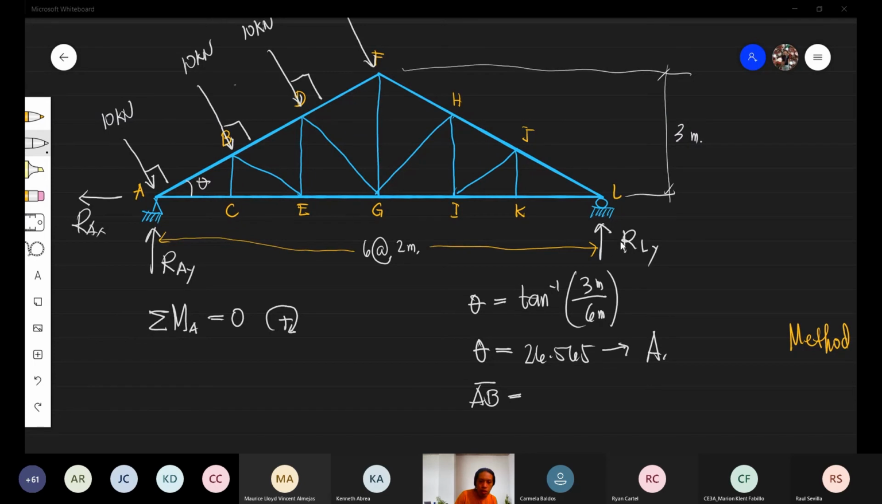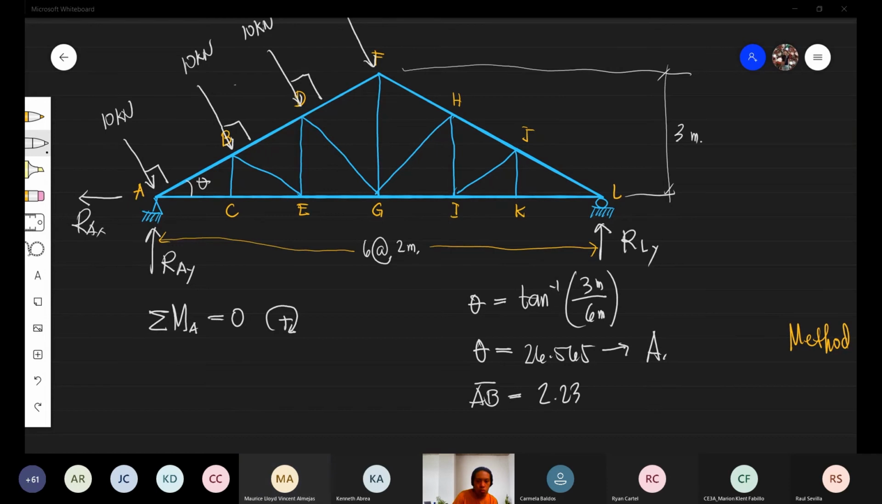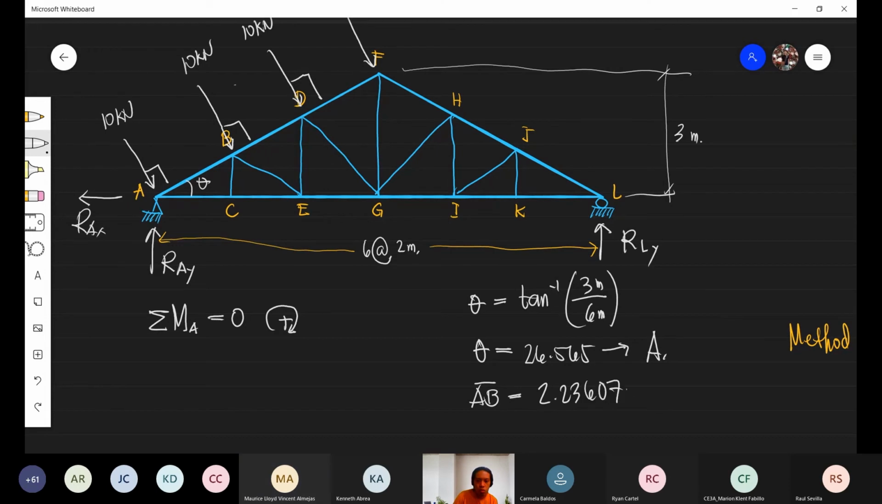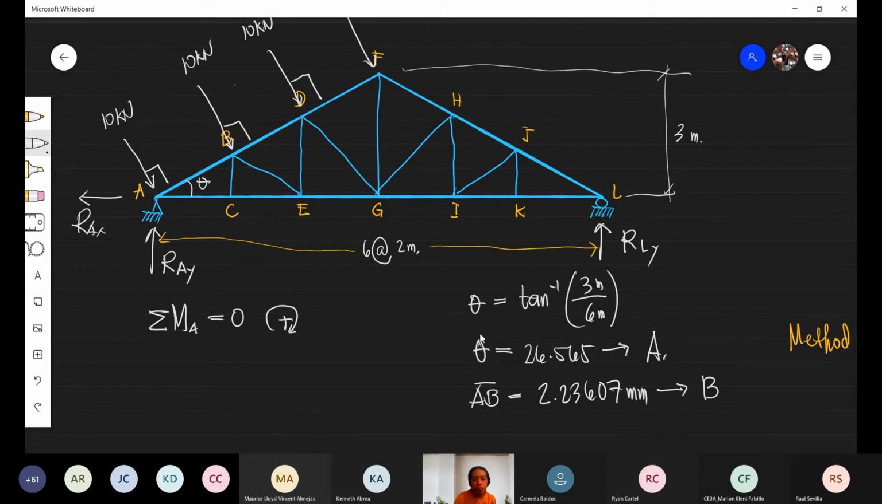Cosine adjacent, that's 2 over cosine theta. The answer is 2.23606. This is in meters. Let's store it at B, so we can use it later. Okay, so that's the value for AB. AB, BD, and DF are this distance.